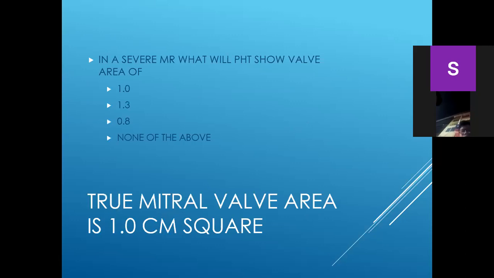I'm going to give you 4 or 5 situations where there is only mitral stenosis with other lesions. So if the true mitral valve area, or surgical mitral valve area, is 1 centimeter square, in a severe MR, when you do pressure half time, what will it show? Area of 1, area of 1.3, area of 0.8, or none of the above?